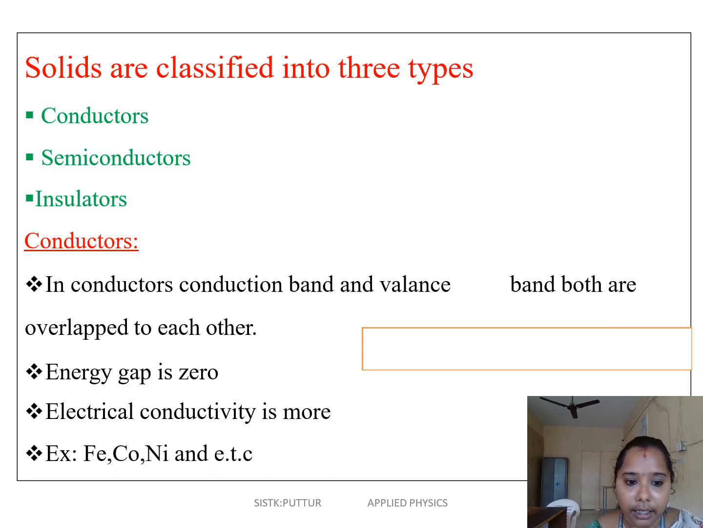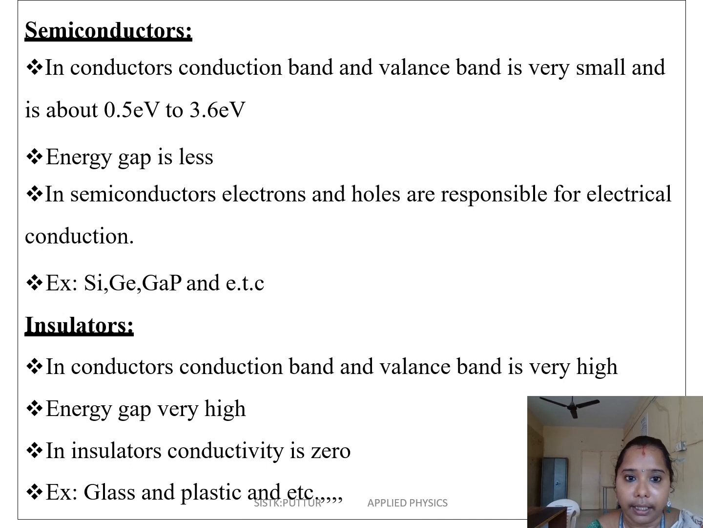Examples of conductors are iron, cobalt, nickel, etc. All the metals are conductors. And next, semiconductors. In semiconductors, it partially allows the electric current. The energy gap between the valence and conduction bands is very small, about 0.5 electron volts to nearly 3.6 electron volts. In semiconductors, electrons and holes are responsible for electrical conduction. The electrical properties of a semiconductor lie between those of conductors and insulators.